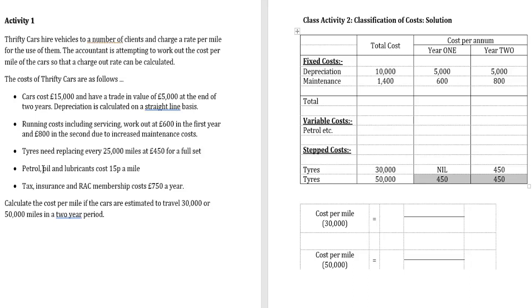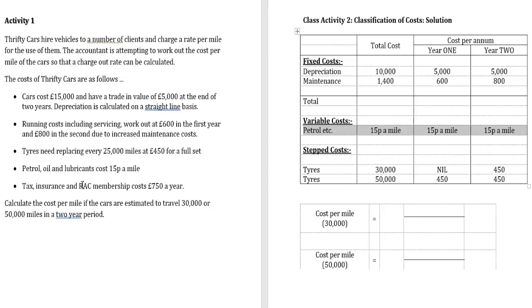The next item will be petrol oil. This costs 15p a mile. This is very clear. So if you increase the mile, the total cost will change. So for the first mile it will be 15p. For the second mile it will be 30. 3 miles it will be 45 and so on. So I will add just this in my table as it is, and I will try to consider it when I calculate the cost per mile.